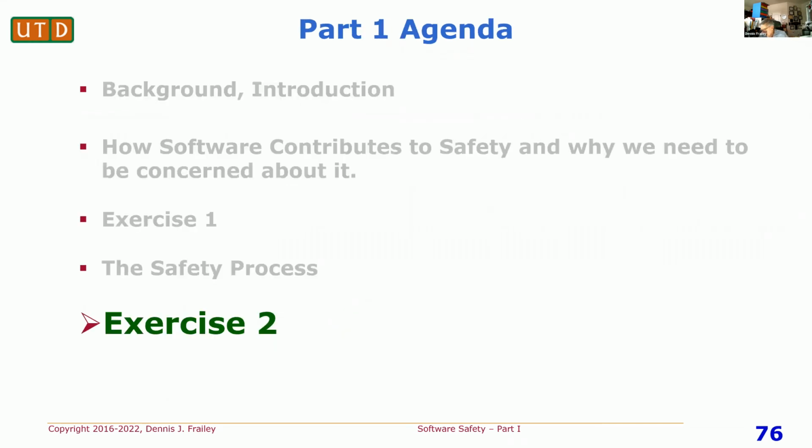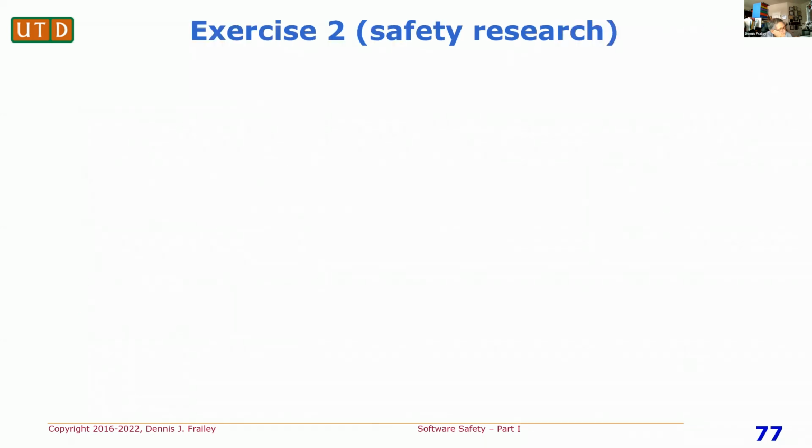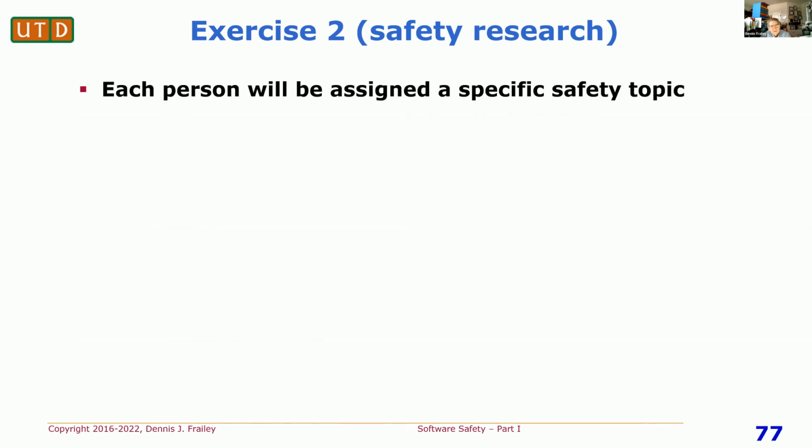Okay, now we're talking about exercise 2. And then that'll be the end of today's lecture. Now let's talk about exercise 2. Exercise 2 is your opportunity to do some safety research. You can use the library anywhere, or you can use the internet. Most of you will probably use the internet. Each of you is assigned a specific safety topic. You have seen that in the list that you used for exercise 1, in the far right-hand column.